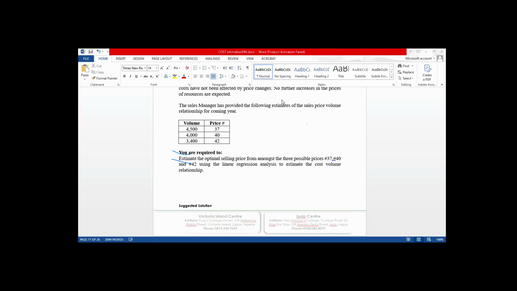Estimate the optimum selling price from amidst the three possible prices: 37, 40, 42, using the linear regression analysis to estimate cost volume relationship. 15 marks.